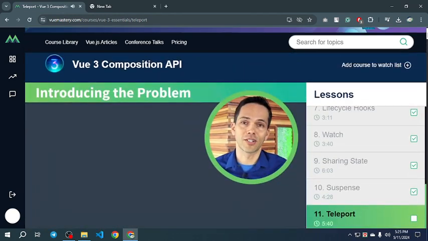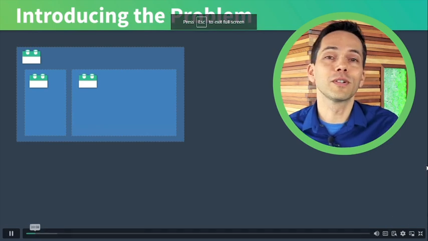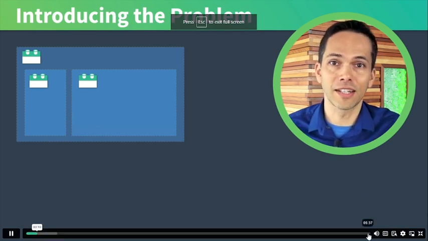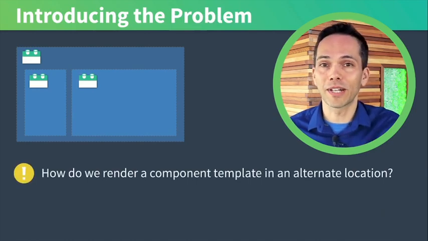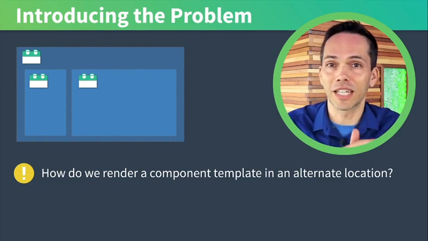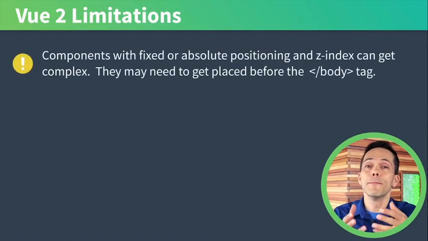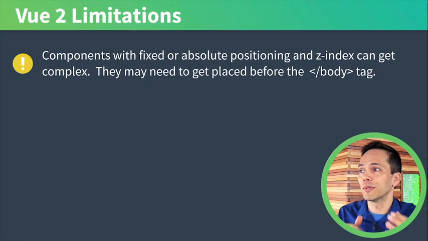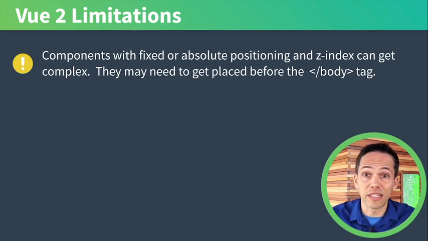Component architecture allows us to build our user interface into components, which beautifully organize our business logic and our presentation layer. However, there are some instances where one component has some HTML that needs to get rendered in an alternative location. Why might you want to do this? Well, some components like modals with fixed or absolute positioning and z-index may need to be placed right before the body tag, and there's no best practice on how to do this.